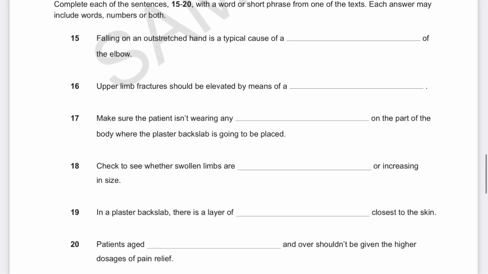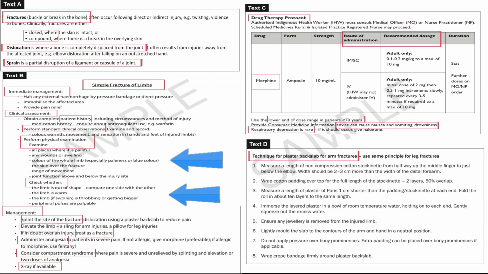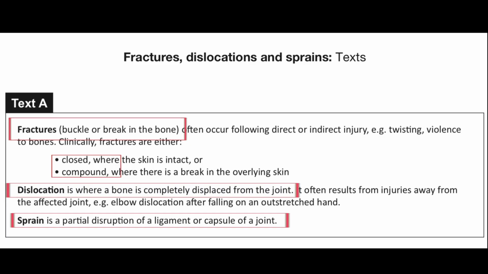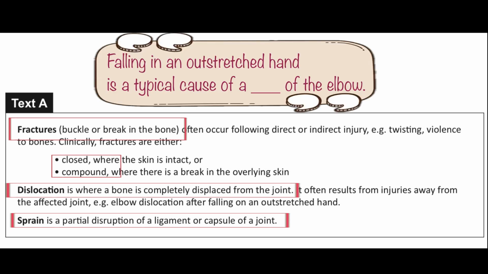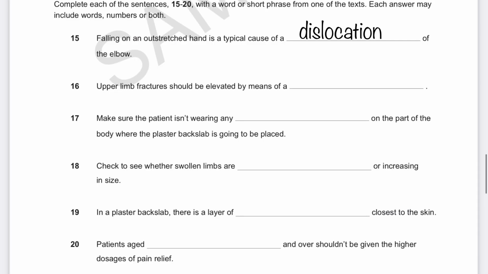Falling on an outstretched hand is a typical cause of a blank of the elbow. So keywords are typical cause. Looking at the extracts, we know that we should go to text A because that's where causes of fractures can be seen. And now we scan for the answer. Fractures occur following direct or indirect injury, twisting, violence to bones. Dislocation often results from injuries away from the affected joint. Example, elbow dislocation after falling on an outstretched hand. So the answer is dislocation.